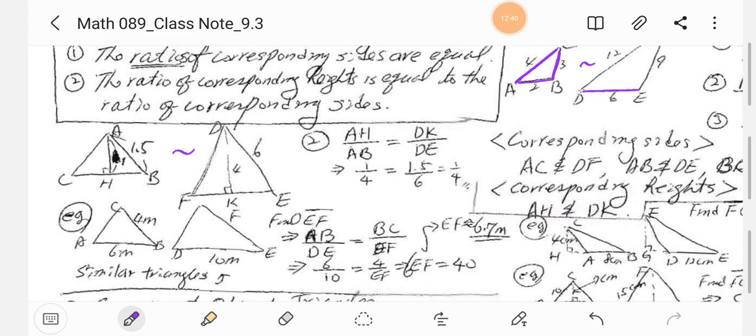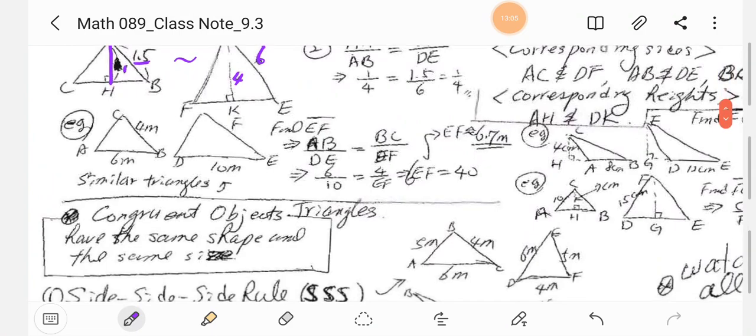Are they really similar? Okay, let's check. The height is 1 by 1. Then 1 became 4 by multiplying by 4, right? So 1 times 4 is 4. How about this side AB, 1.5. Multiply 1.5 by 4, then that is 6, right? 6. Okay, so these two are similar triangles.